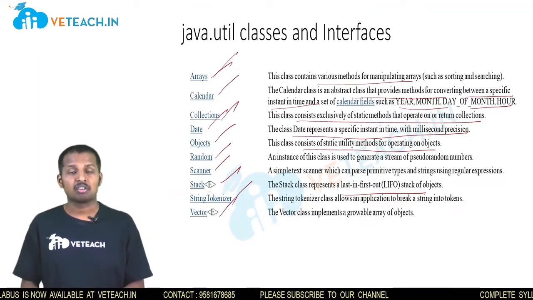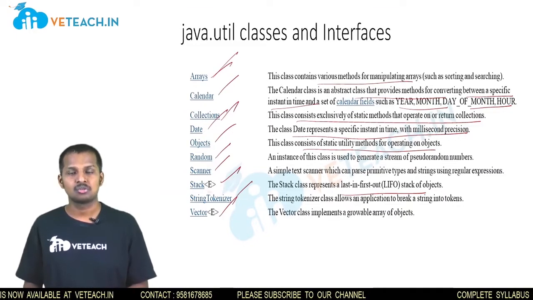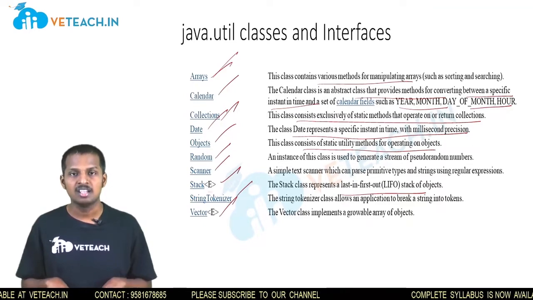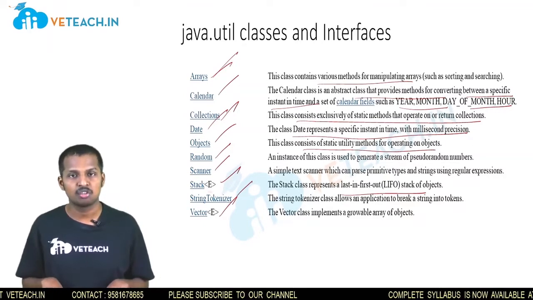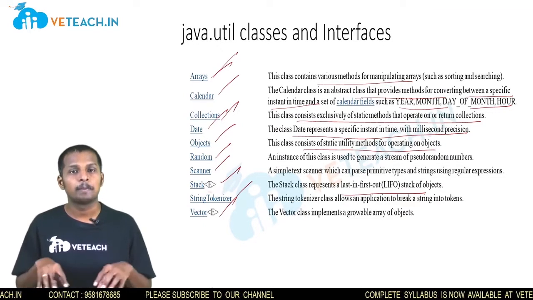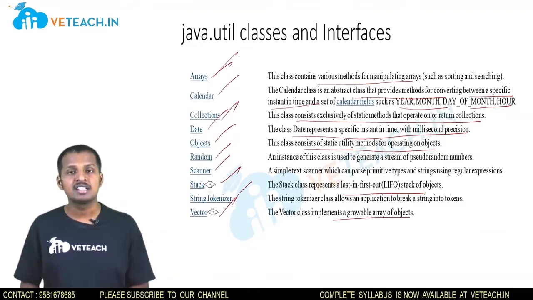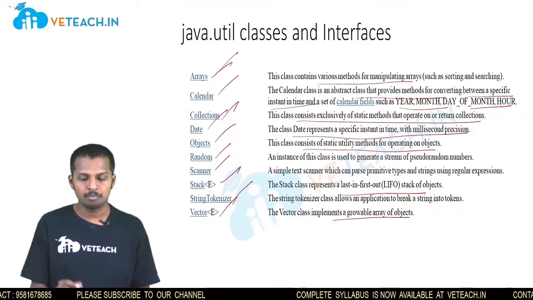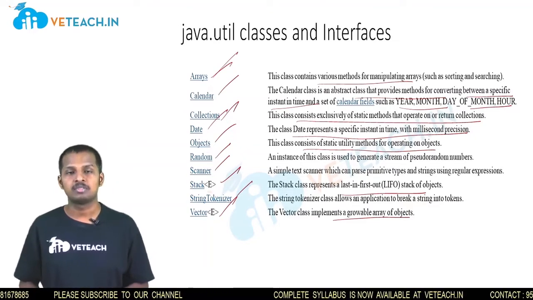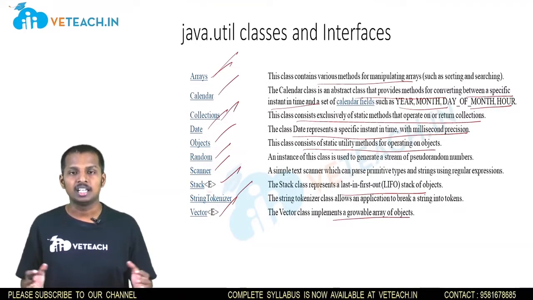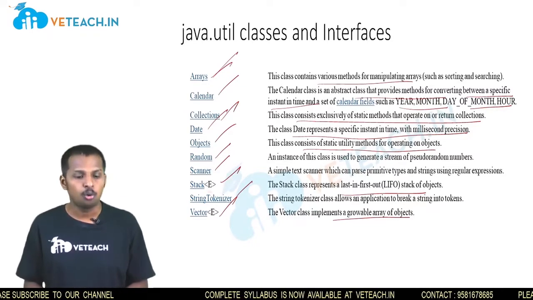Next one is vector class. What the vector class is used for is to work on dynamic arrays. It is similar to arrays, which are a collection of elements of the same data type. But the difference between a vector and an array is that a vector can grow its size. So this vector class implements a growable array of objects. We can create an array of objects of the same type by increasing or reducing the vector size.